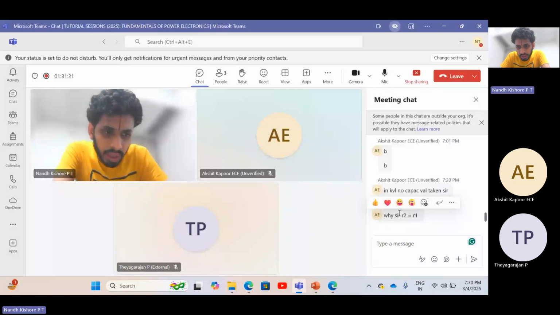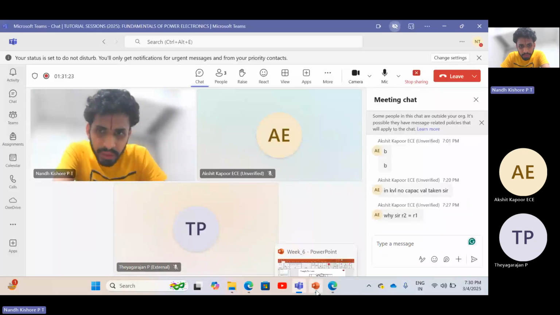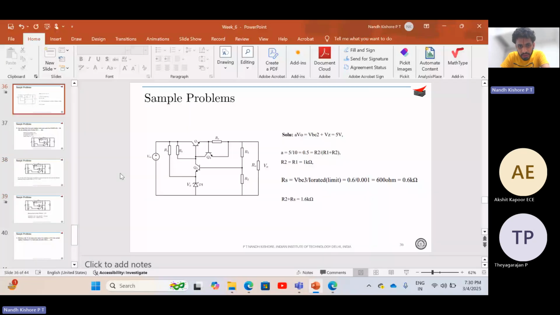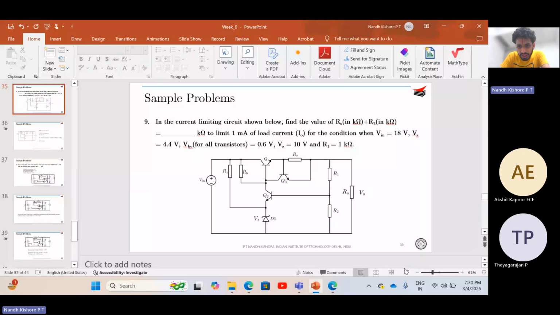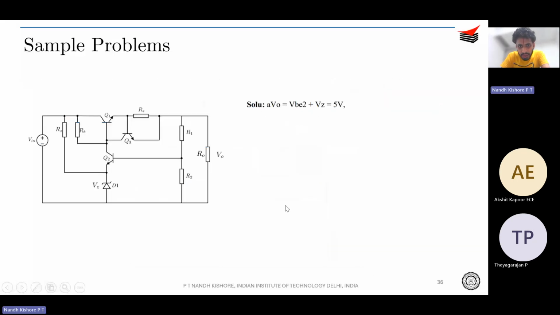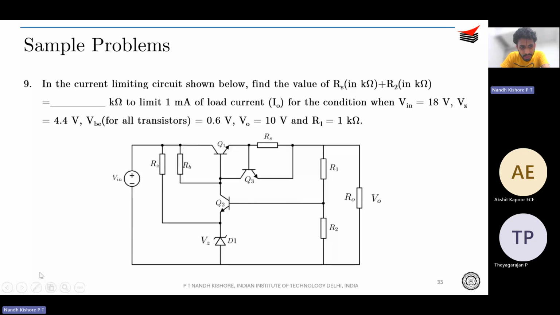Why R2 equal to R1? I guess you are asking about the previous problem. So in the previous problem itself, the reason R2 equals R1 is that, see over here, output voltage is 10 volt. Okay. Then you applied KVL in this lower loop. So what is VR2?